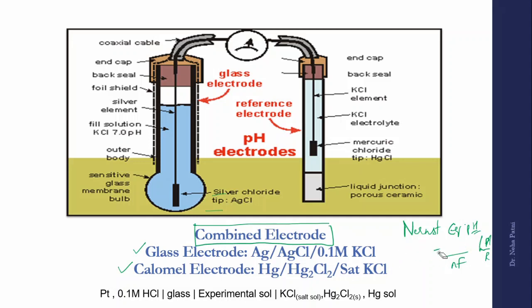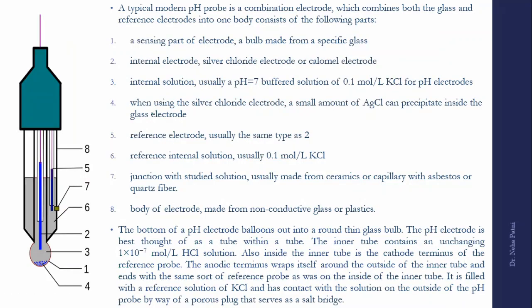So I think you remember half cell, oxidation and reduction half cell, right? So it utilizes this. So basically this electrode looks like this. This information I've taken from Wikipedia, which was very easy to understand. This one is your sensing part of the electrode. So when you dip this electrode in a solution which has H plus ions, this is the portion which is going to sense that. Then this is your internal electrode, which is like silver chloride or calomel electrode you can take. This one is your internal solution, which is normally KCl.